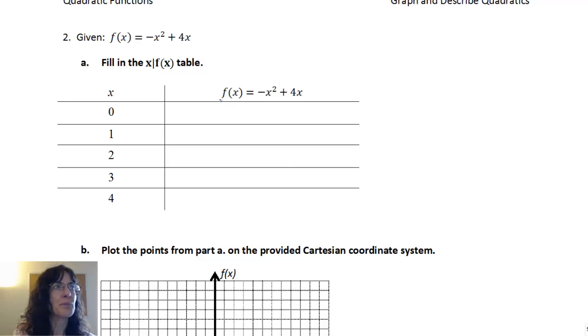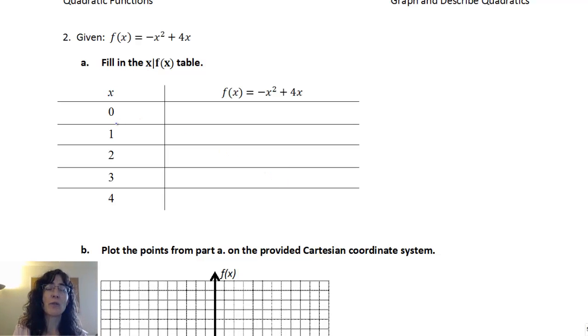Number 2, f of x equals negative x squared plus 4x. Fill in the x, f of x table. And we've chosen some values for x. And again, we choose them because we know that we're going to get small enough numbers for our f of x that they'll fit onto our graph. And you could choose any numbers you wanted.